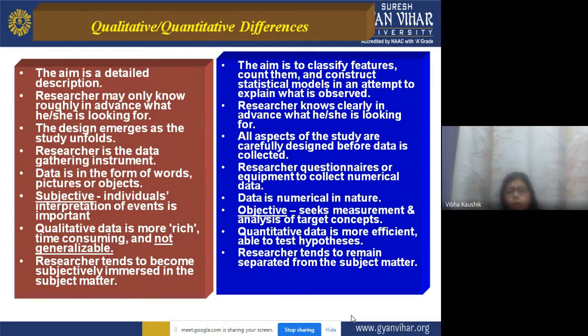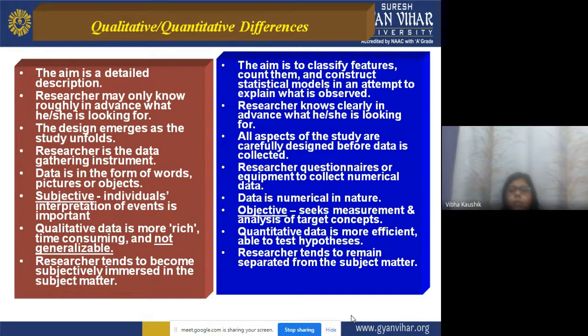Now, the quantitative research: the aim is to classify features, count them, and construct statistical models in an attempt to explain what is observed. They are giving importance to what they are observing. Researcher knows clearly in advance what he or she is looking for. In quantitative research, the researcher has an idea of the variables that he is looking for.